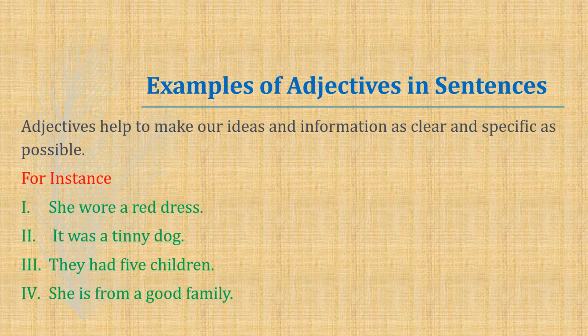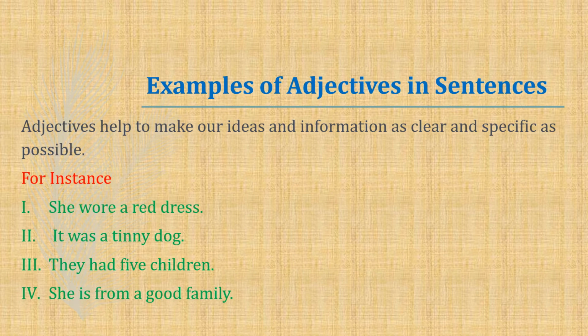Examples of adjectives in sentences. Before we take a look at the examples, it is important to note that adjectives help to make our ideas and information as clear and specific as possible. What this point means is that it is because of adjectives that we are able to understand what the speaker is talking about. So adjectives help to make the information or whatever thing that the person is talking about to be as clear and specific as possible.